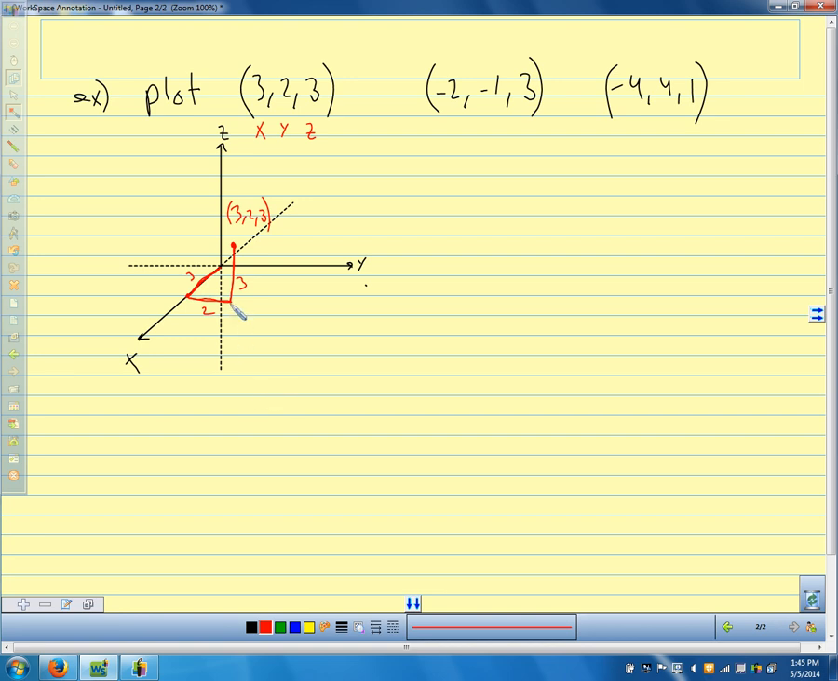And if I put a dotted line over to the y-axis, parallel to the x-axis, we would hit the y-axis at y equals 2. This is at x equals 3. And up here on the z-axis, if I went over here, this would be z equals 3. So I'm going over 3, over 2, up 3.